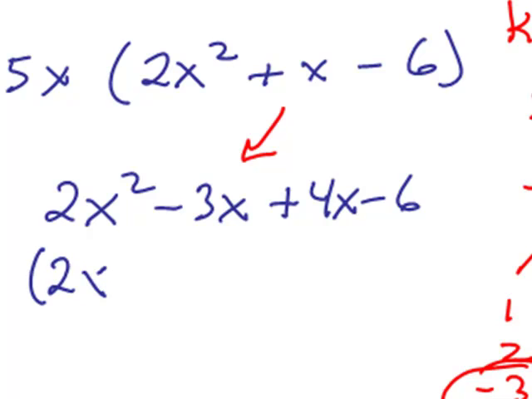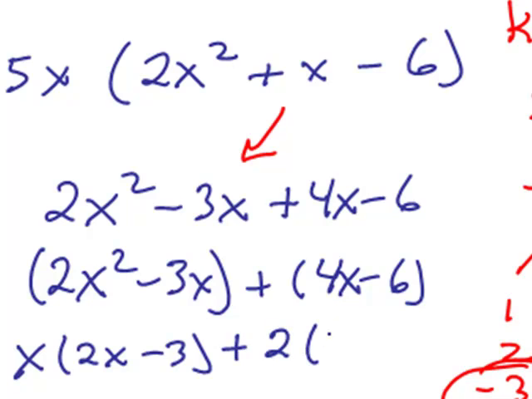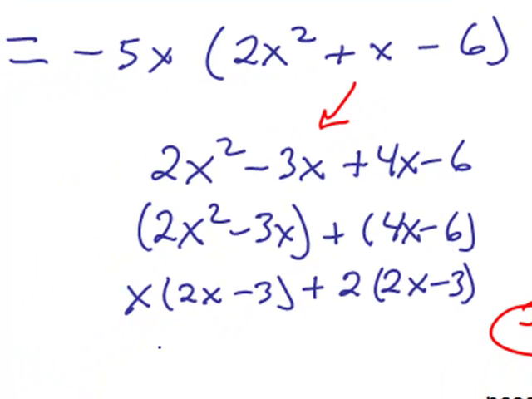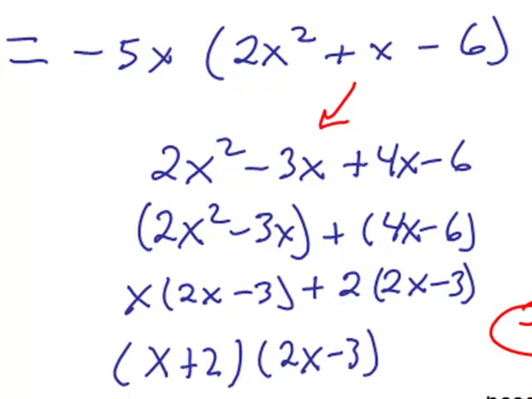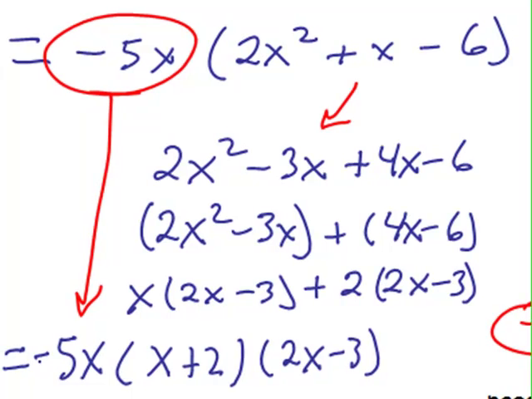And when we do our groupings, 2x squared minus 3x plus 4x minus 6. Here we factor out just x, and we're left with 2x minus 3, plus, here we factor out 2, and again we're left with 2x minus 3. So that trinomial factors into 2x minus 3 times x plus 2, but we cannot ignore that factor of negative 5x. So it's placed in at the end.